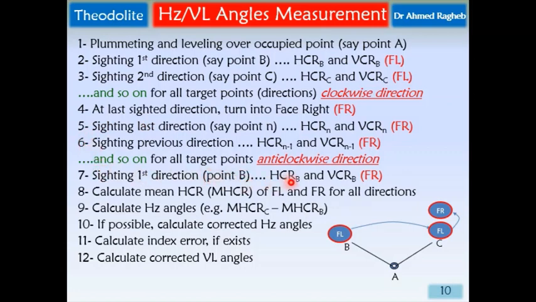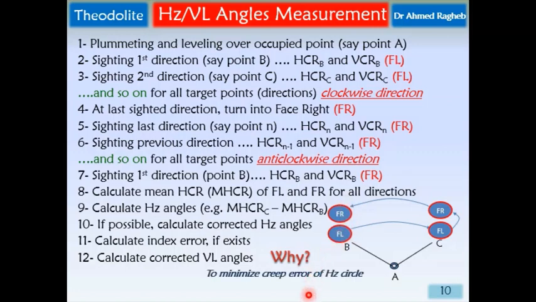Take the horizontal circle reading in face right for point B. Then you will finalize all directions in one face clockwise, and then the other direction in the other face. Why are we doing so and not taking face left and face right at the same point?